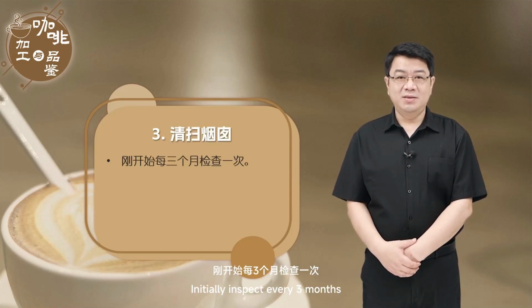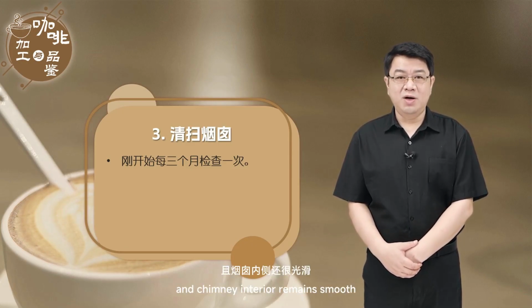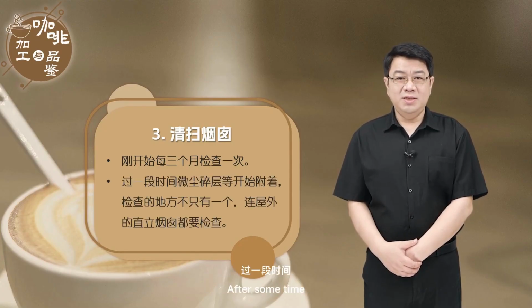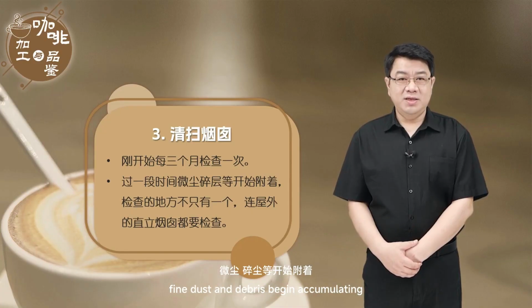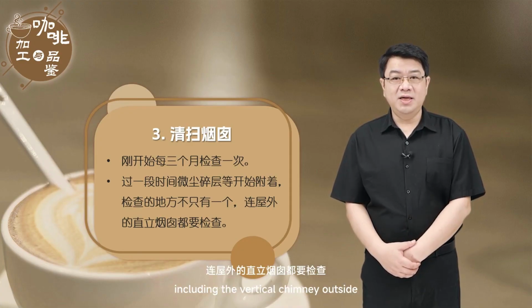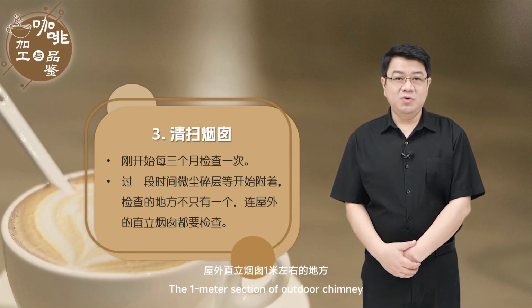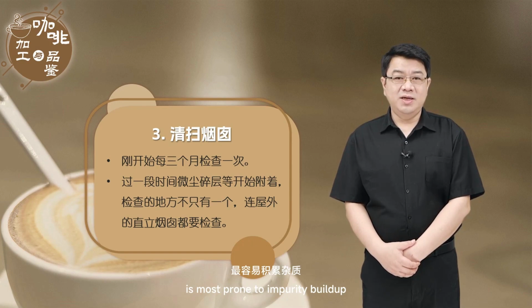3. Chimney sweeping. Initially, inspect every 3 months, as roasting volume is still low and chimney interior remains smooth. After some time, fine dust and debris begin accumulating. Multiple areas require inspection, including the vertical chimney outside. The 1-meter section of outdoor chimney is most prone to impurity buildup and frequent falling.